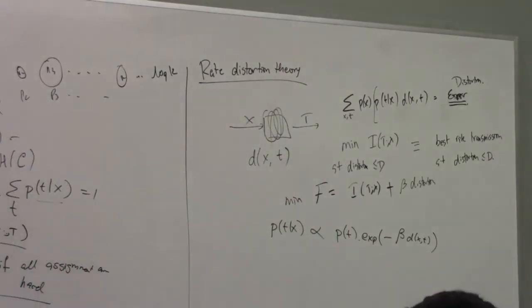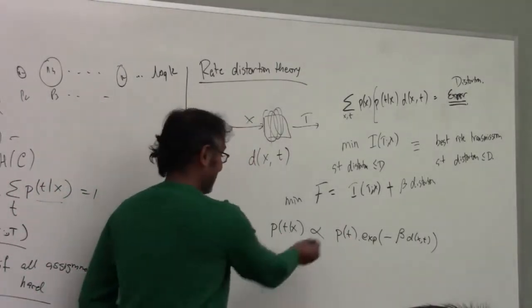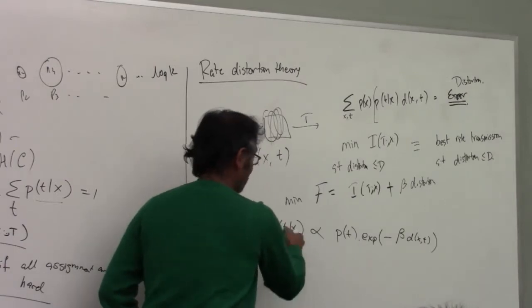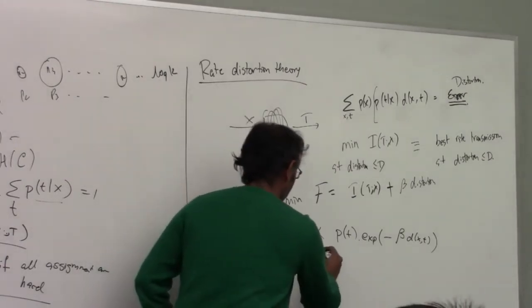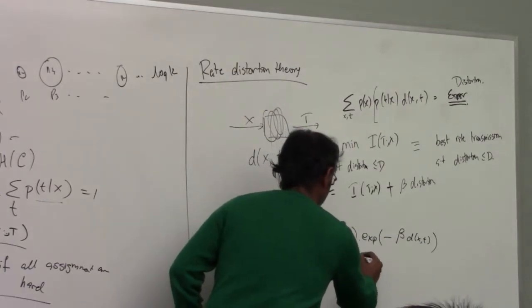I'm not going to show you how this works, but you can show this. Of course, this equation is not very useful because this depends on that, and that depends on this. This P of t is equal to the amount of contributions given by.